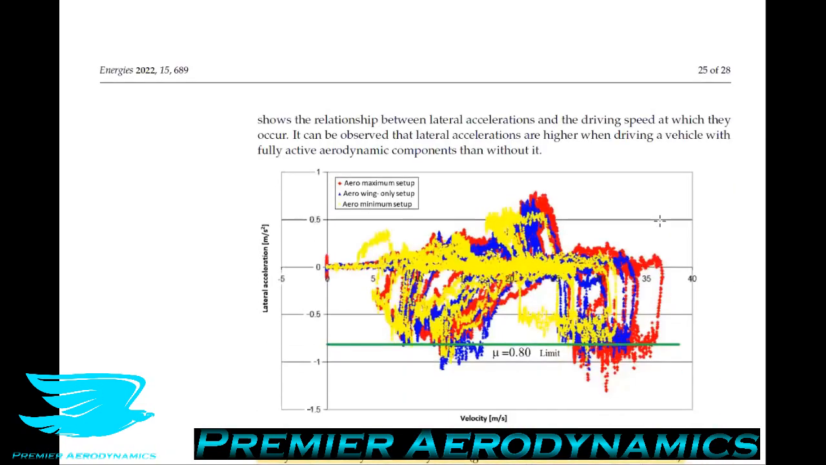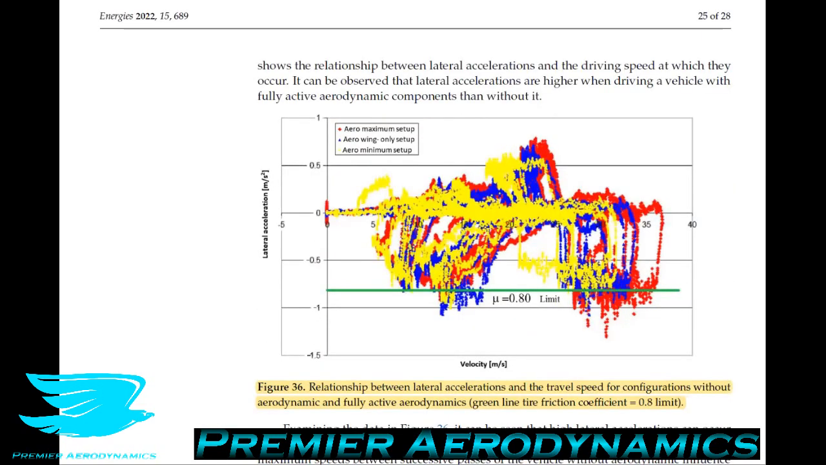What about with different velocities? So figure 36, they plot this. They have a few different aero setups. They have the minimum aero setup, the maximum aero setup, and now the aero setup with only the wing.